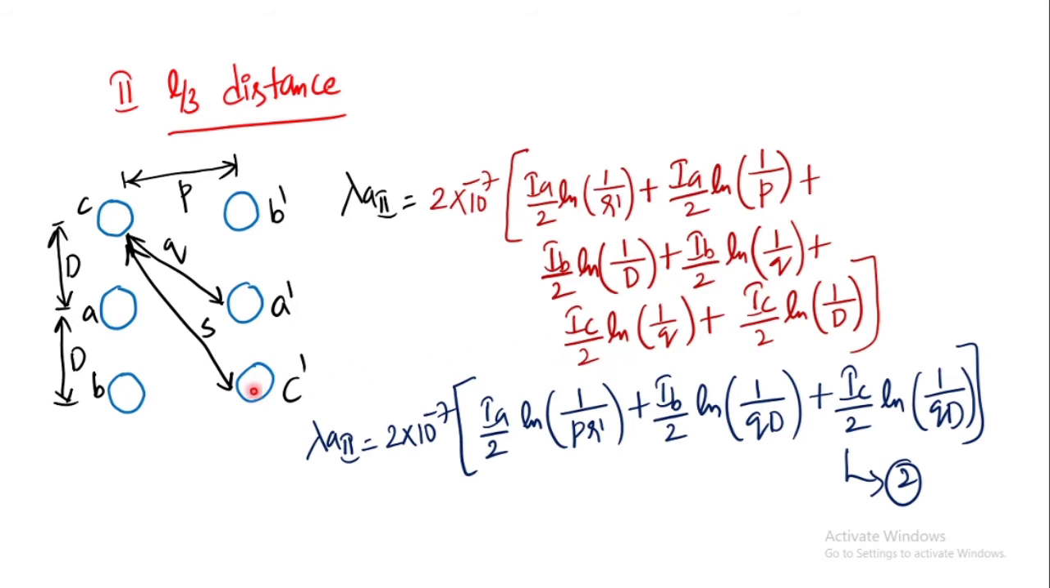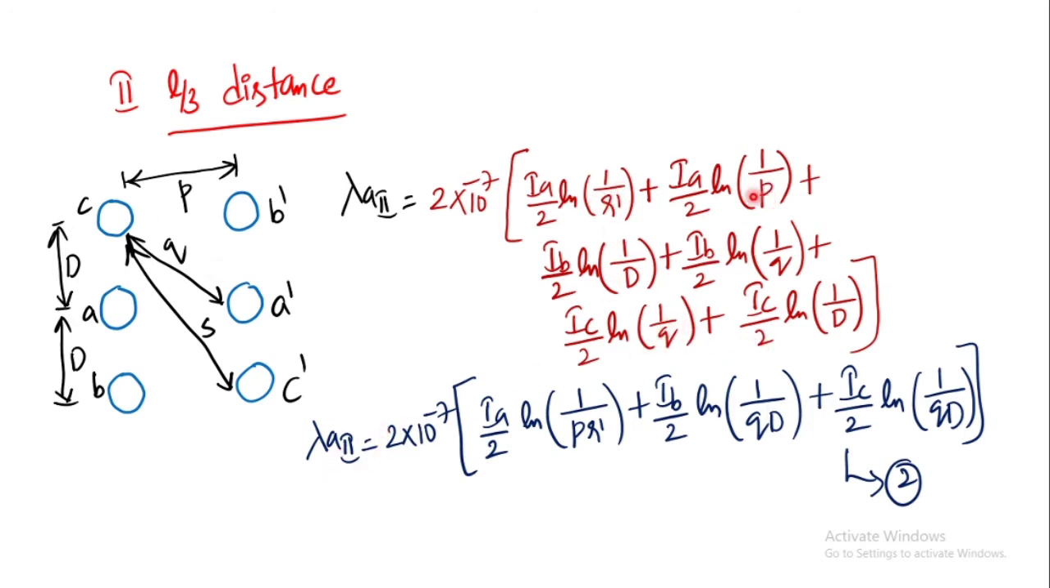Next, third one. Third one is C and C dash. Now, what is the distance between C to A? Here we are getting all the distances from all the 6 conductors to the conductor A. We need to keep this in our mind. Now, IC by 2 ln of C to A distance. C to A distance is D. So, D. Next, C dash to A distance. C dash to A distance is Q. So, Q.